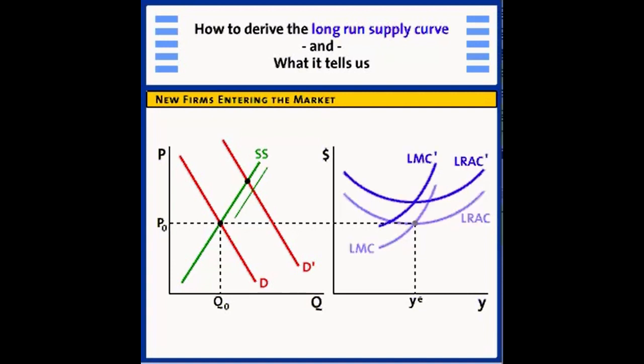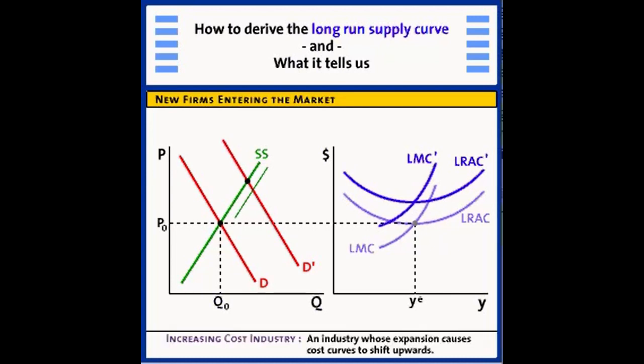If expansion in an industry causes the cost curves to shift upward like this, we say that this is an increasing cost industry. What we're saying is, as the industry expands, competition for a strictly limited resource will in fact increase the costs of all firms in the industry.